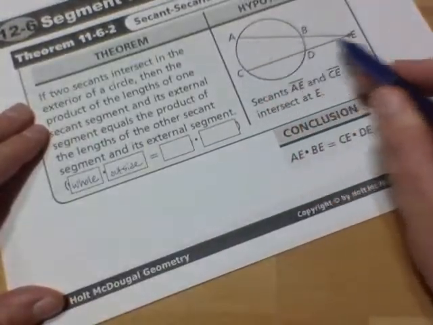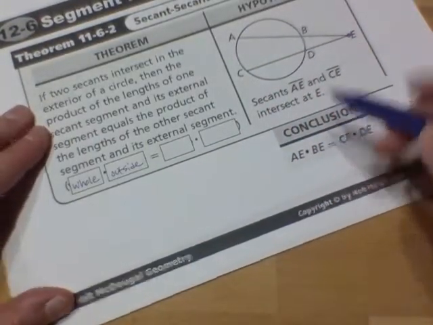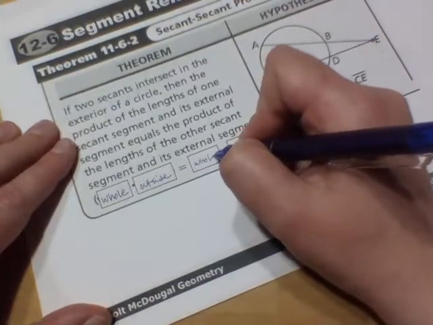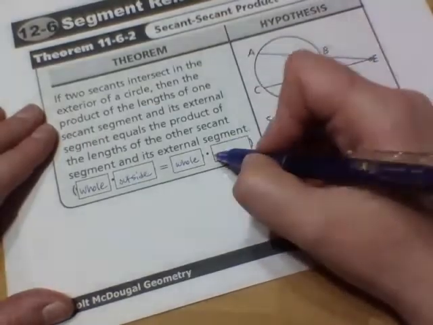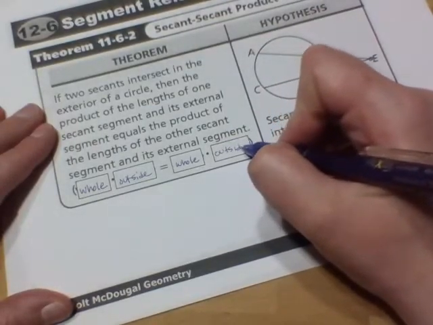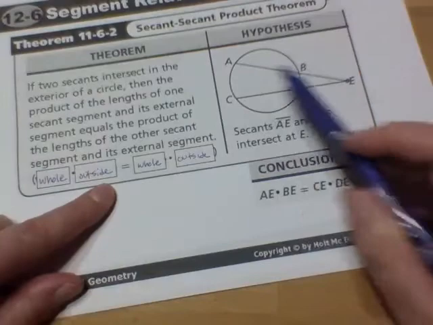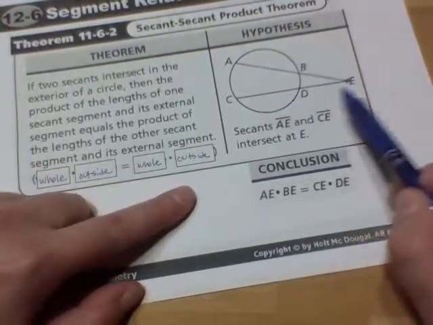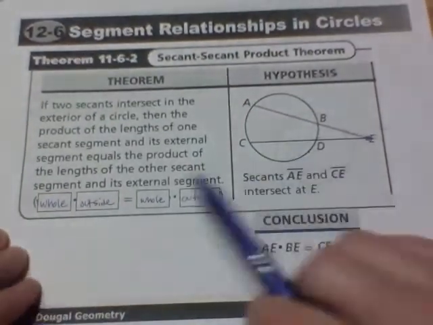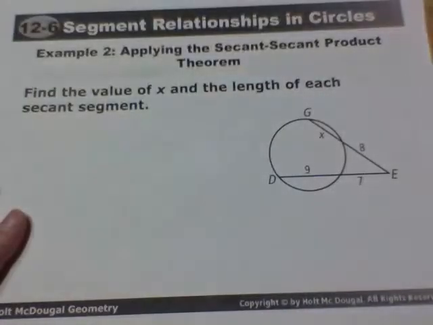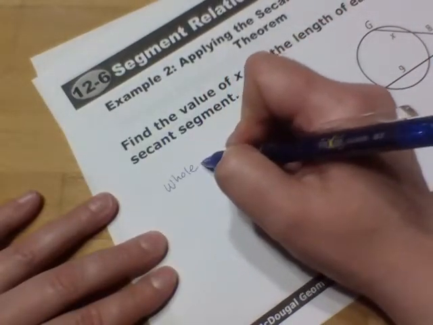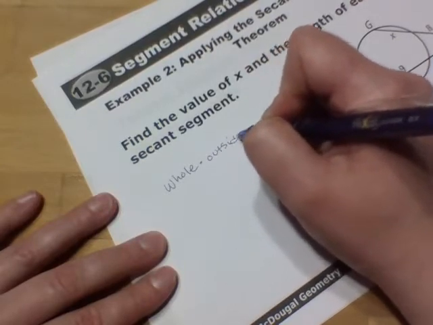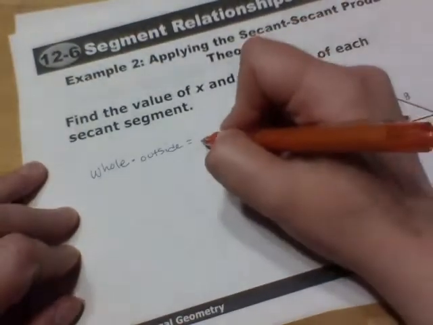So AE, the whole thing, times BE, just the outside part, is going to equal the other secant segment, CE, multiplied by its outside part, DE. So whole times just the outside part equals the whole times just the outside part. All right. So taking a look at this again, since we just did this, it's going to be the whole times the outside, and that's going to equal the whole times the outside.